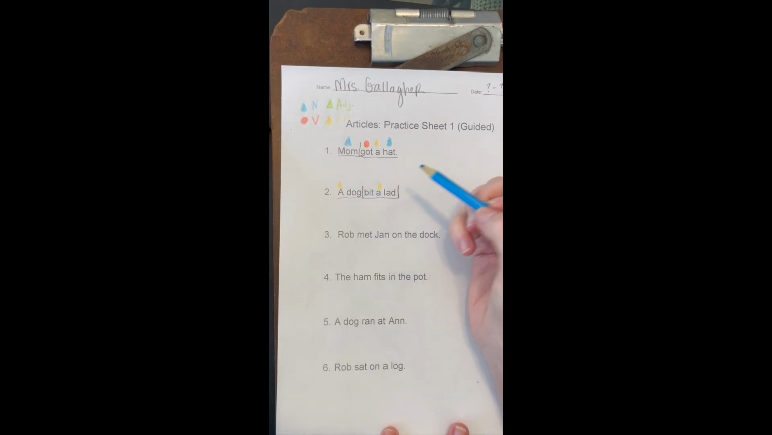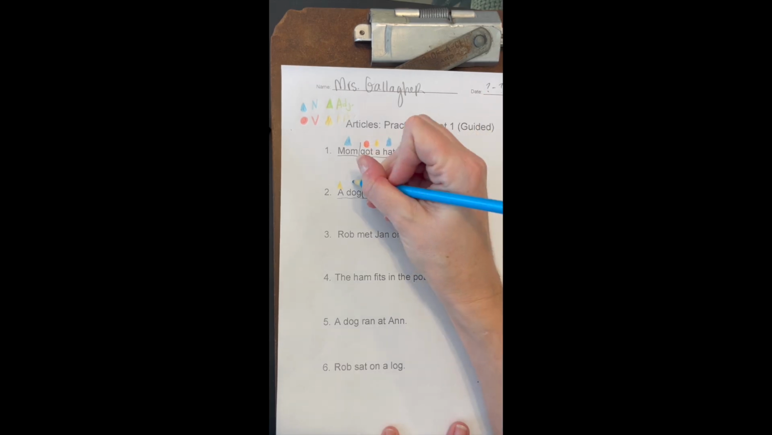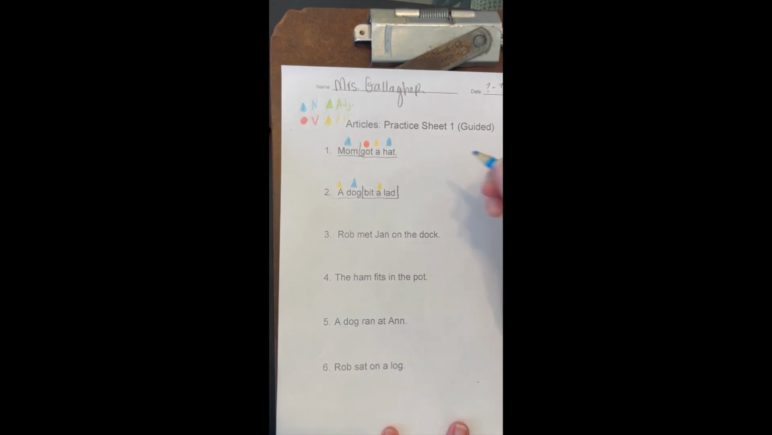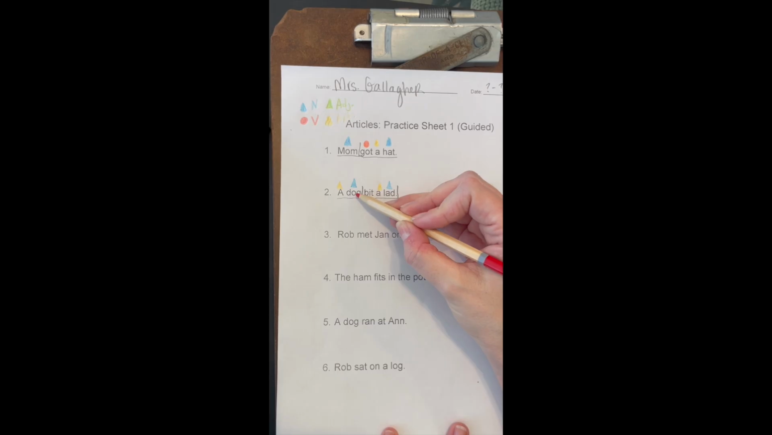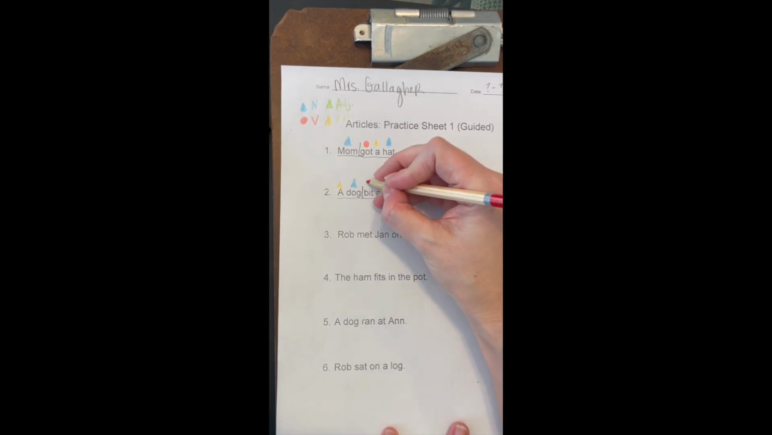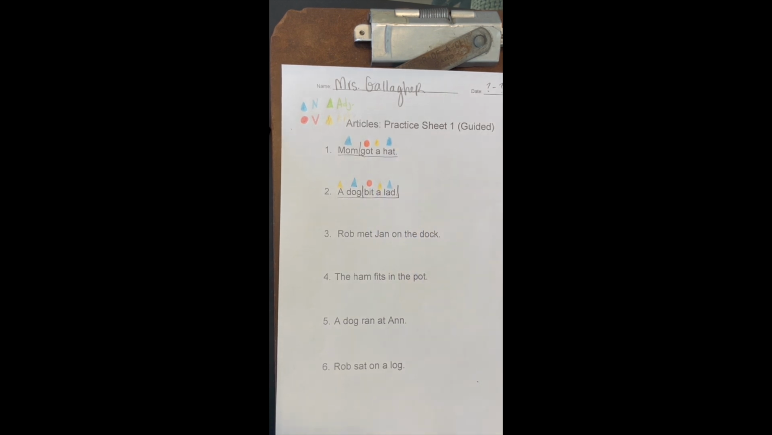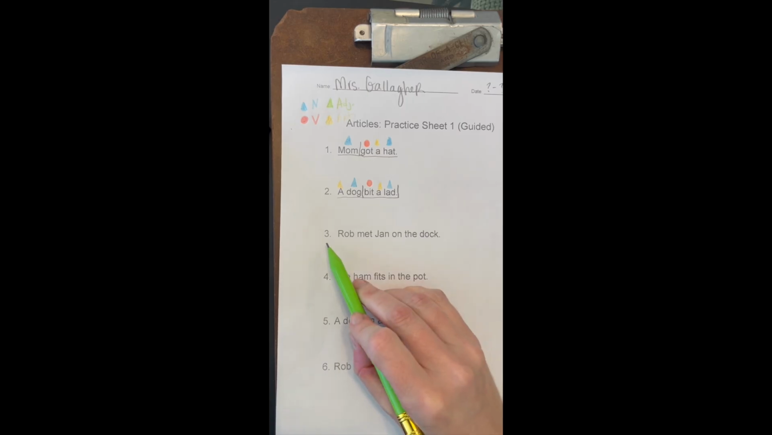Let's do our nouns. Person, place, thing, or animal. Dog, definitely an animal. And a lad is another name for a young man or a young kid. And then right after our who phrase is usually our verb. So bit is definitely an action. I can picture that happening in my mind. And we're all done with that one.